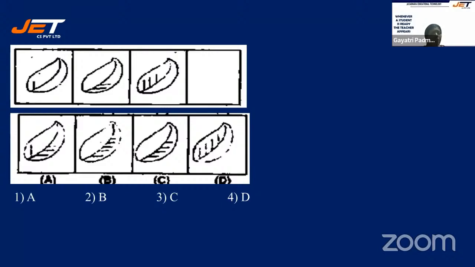You have a leaf whereby the veins, the left hand, the first figure only one is there, and in the right hand side you have two, and in the third figure you have three. So in the fourth figure, the right hand side should have four, isn't it? So that should be the correct option, right?